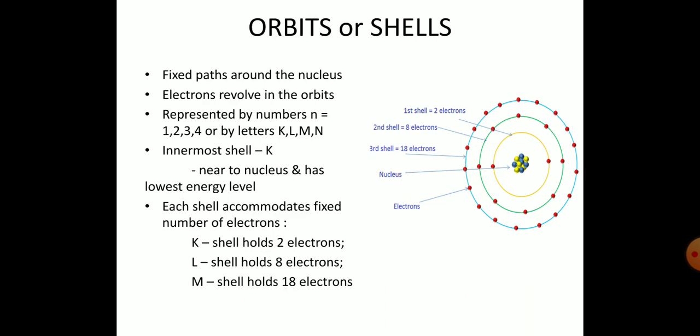Okay, so K shell holds 2 electrons, L shell holds 8 electrons, and the M shell holds 18 electrons.